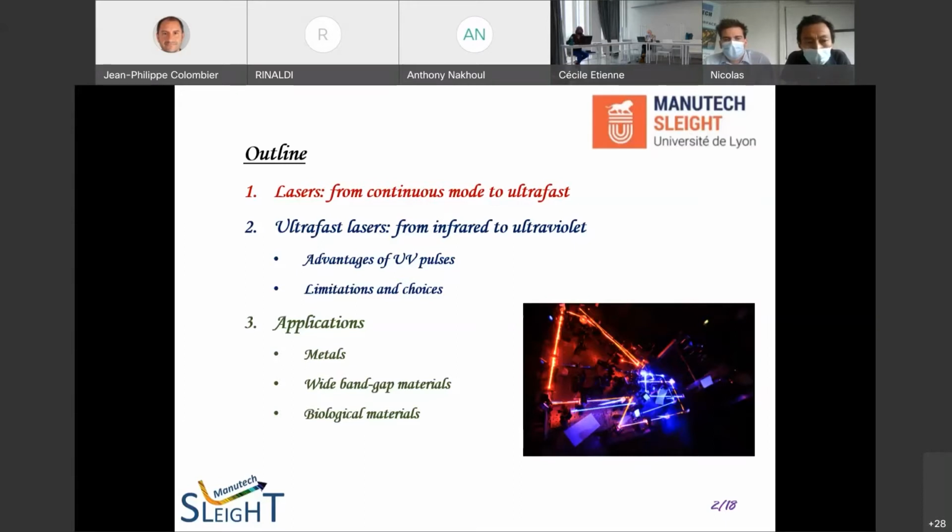I would like to share with you in section 3 some different applications, and I categorized the applications in terms of different material families. We talk about UV ultrafast laser pulse machining of metals, wide bandgap materials, and biological materials. We will have a short conclusion at the end.